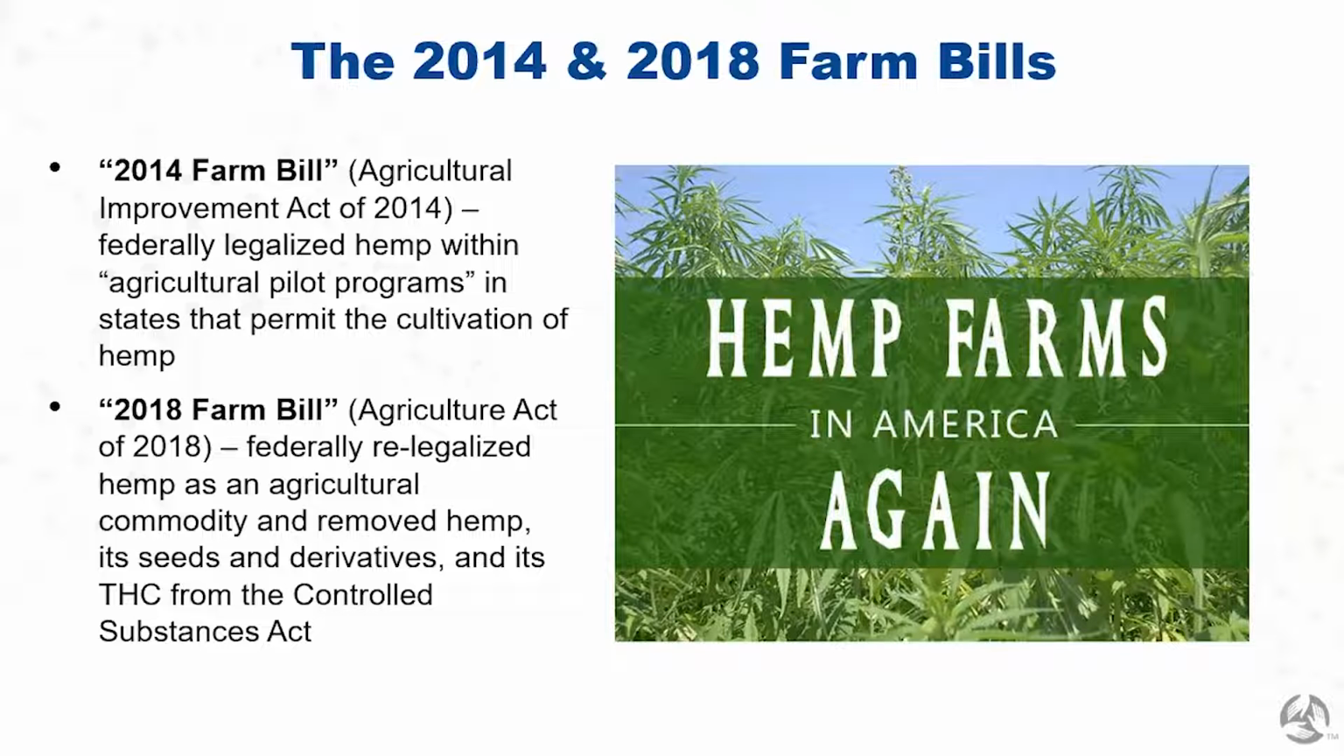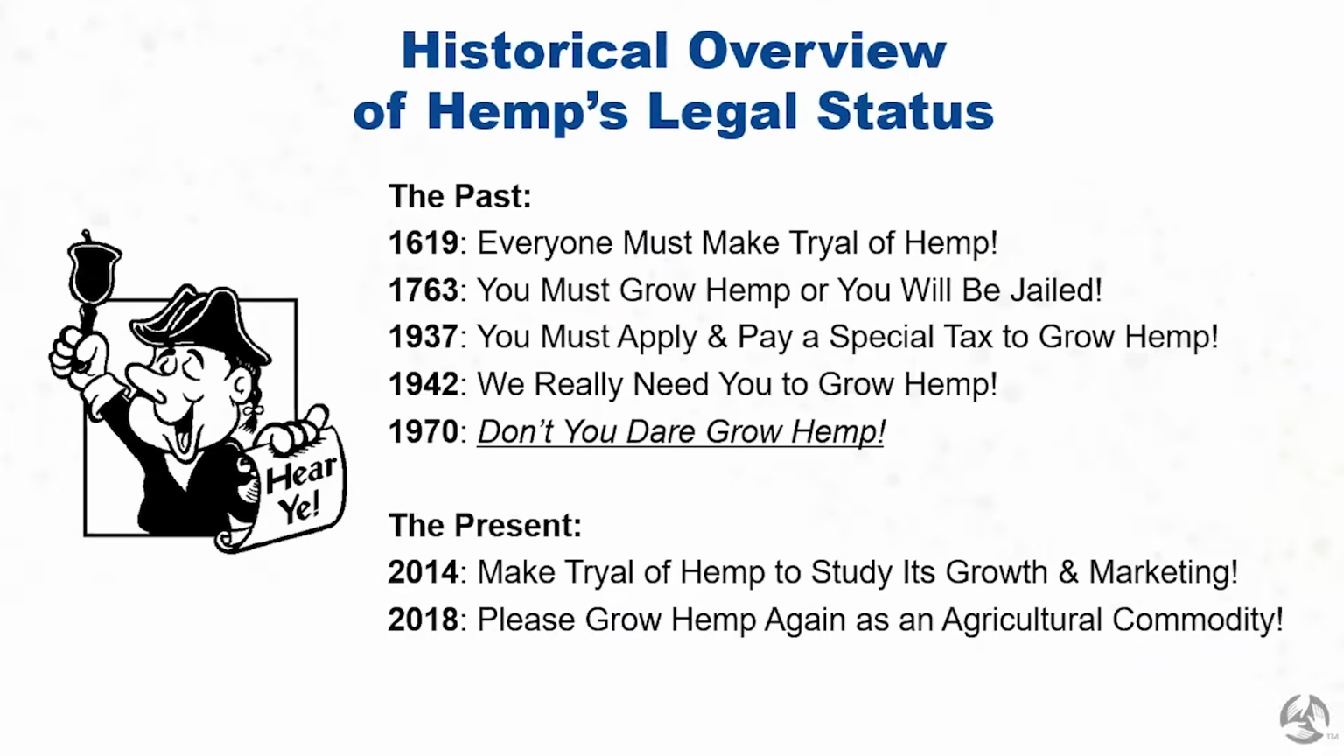And ultimately, the 2018 Farm Bill then removes hemp entirely from the Controlled Substances Act, takes it out of an agricultural pilot program, and puts it into the bright light of day, reclaiming its very proud place with the rest of the United States legal agricultural commodities. And that's where we sit today.